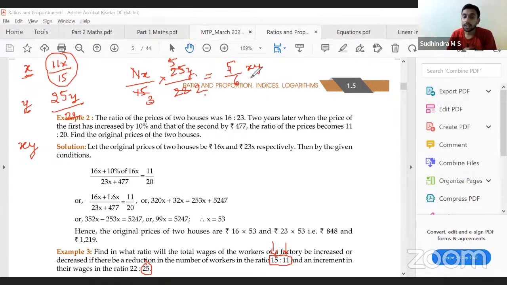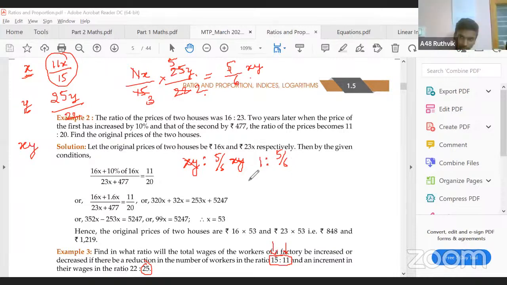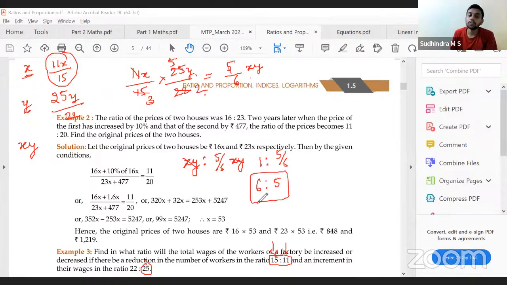Now what do we require? We require the ratio of original salary is to revised salary, total. Original salary is xy. Revised salary is 5 by 6 xy. So xy will remain 1 is to 5 by 6. If I can alternatively present it by multiplying throughout with 6, both sides multiply by 6. So 6 is to 5. So 6 is to 5 is the ratio.